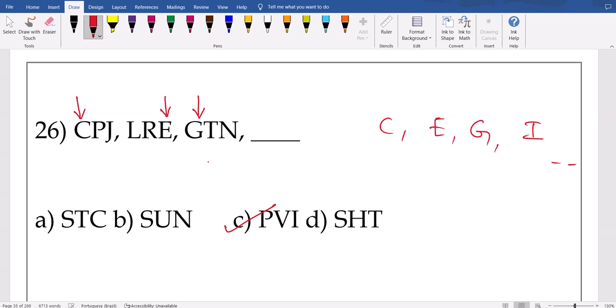This is a series. C is in first place. Next term E is in last place. Then G in first place. Then I in last place. Option C.